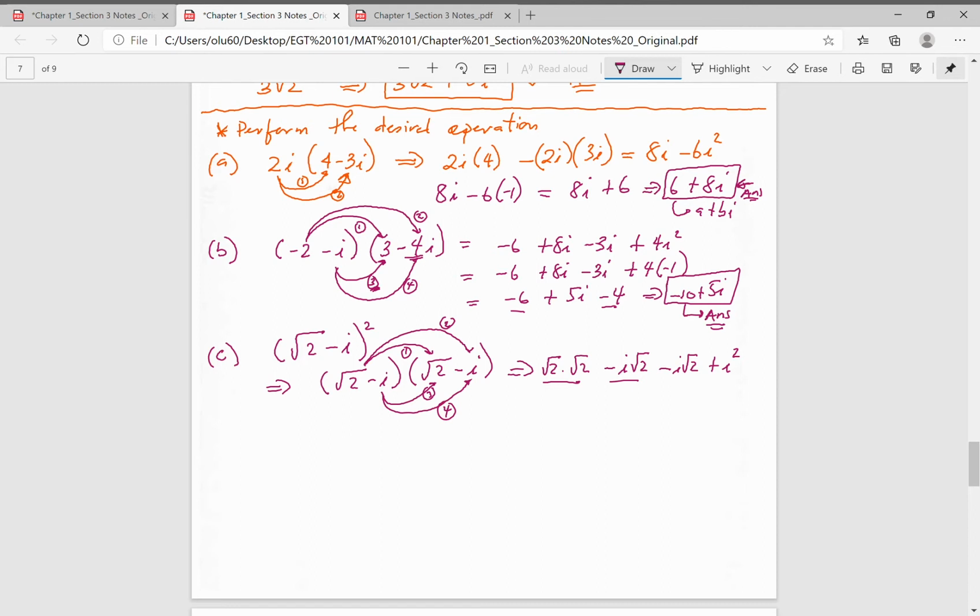So we take it a step further. Root 2 times root 2 is nothing more than 2. Then we have a negative i root 2 and negative i root 2. That means we have a negative 2i root 2 plus i squared. Well, i squared is negative 1, so that's 2 minus 2i root 2 minus 1. And then 2 minus 1 happens to be 1 minus 2i root 2. And this is your answer here.